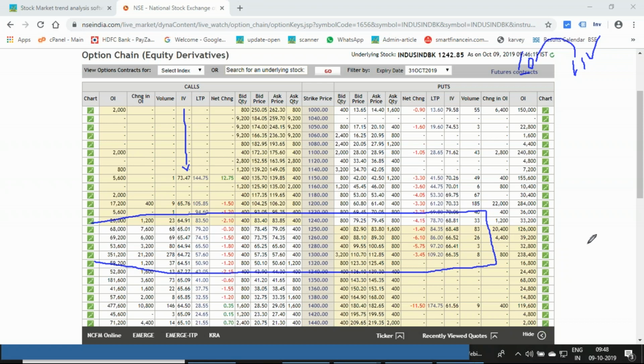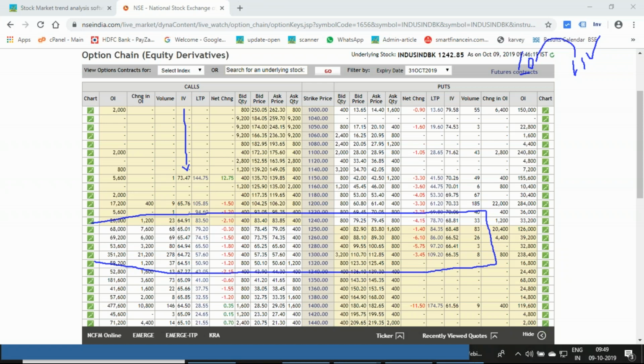So just 2 to 3% difference is there, but almost they are equal IVs. So these IVs, what is going to happen post result? Post result, these IVs will suddenly fall. That is a fact. IVs will suddenly fall.